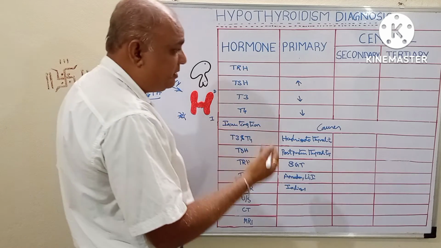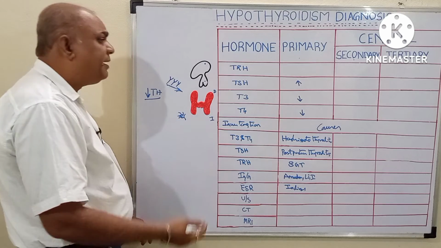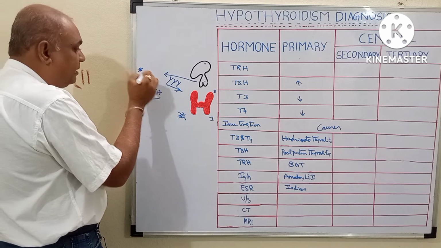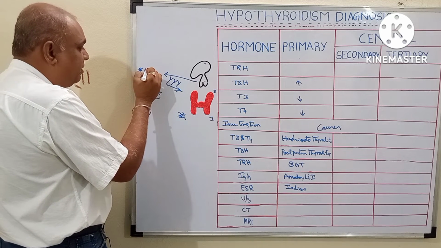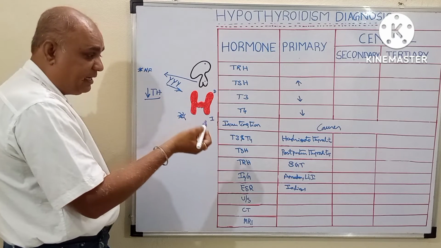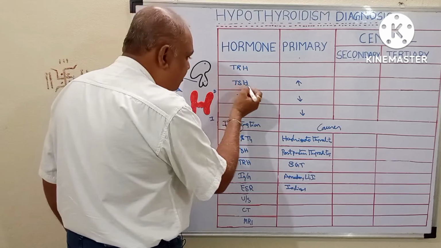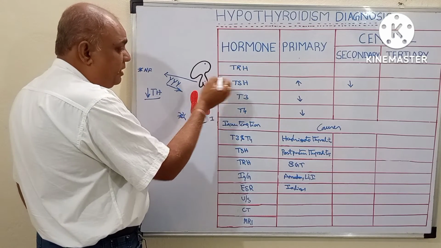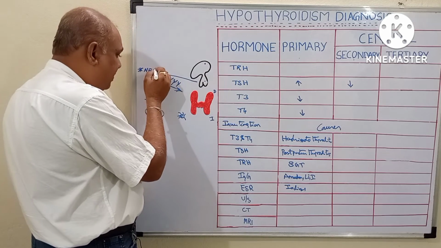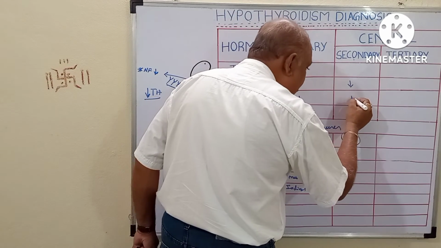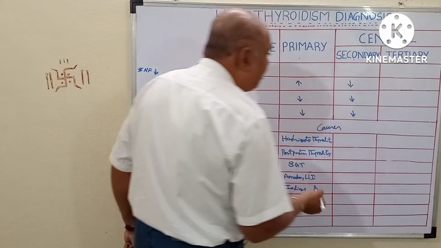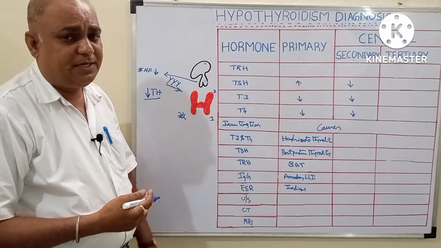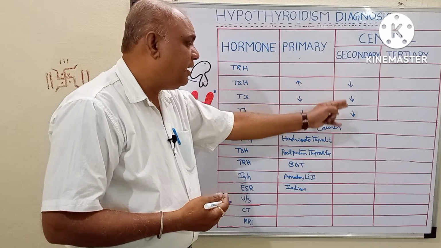Now we will see secondary hypothyroidism. In secondary hypothyroidism, if for any reason the anterior pituitary has reduced its secretion function, then the TSH levels will be low. When the TSH levels are low, the T3 and T4 levels will also be low. That's the reason why in secondary hypothyroidism we can see in the lab investigations that TSH, T3 and T4 levels are recorded low.